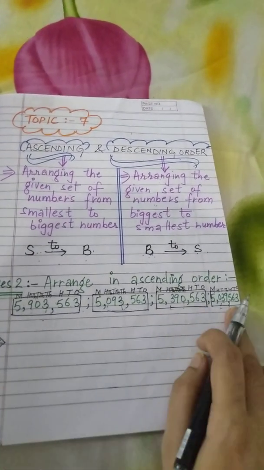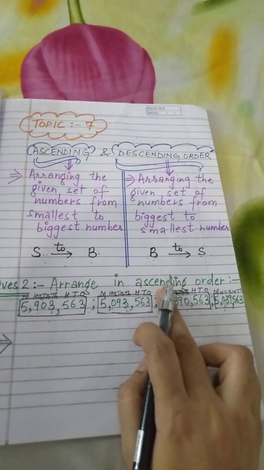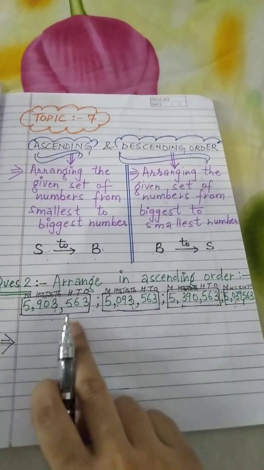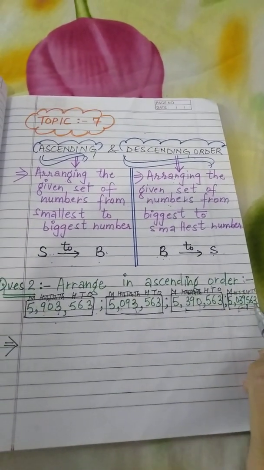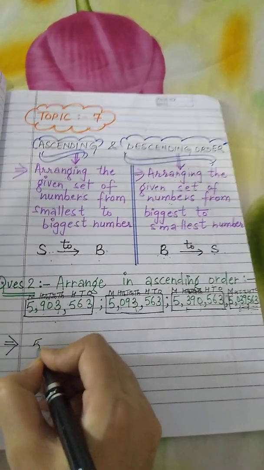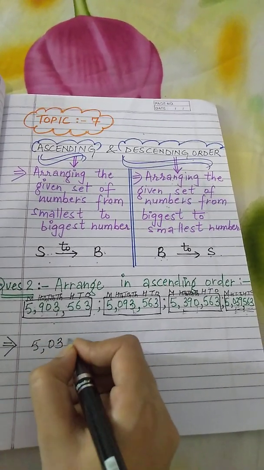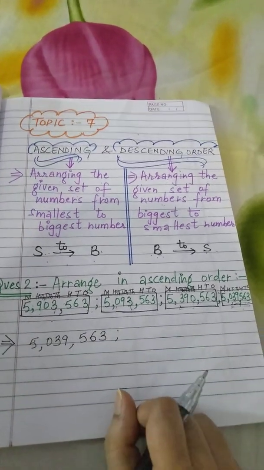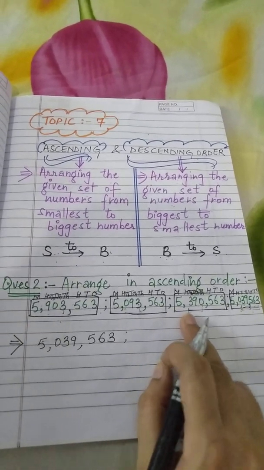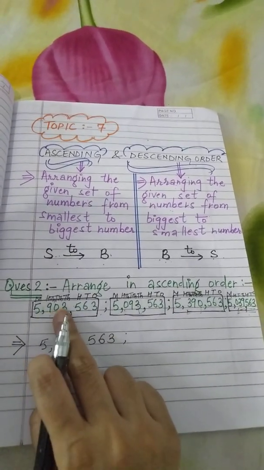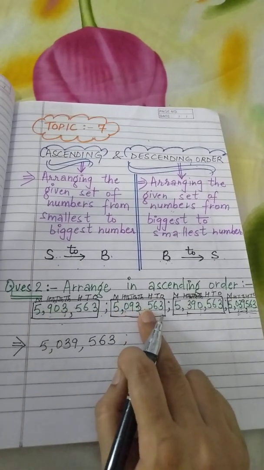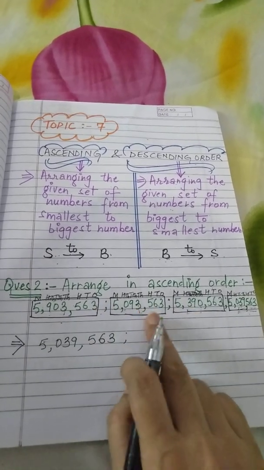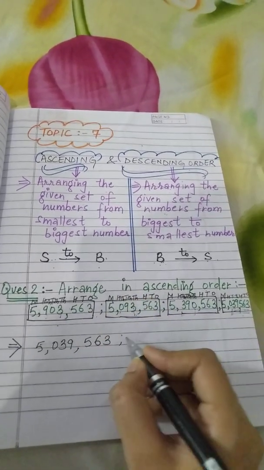As we all know, in ascending order we have to arrange from smallest to biggest. So in all the four numbers, the smallest one is this one. So we will write this first: 5,39,563. Now the remaining three numbers: here 903, here 93, and here 390. In all the three numbers, the smallest one is 93. So we will write it here.